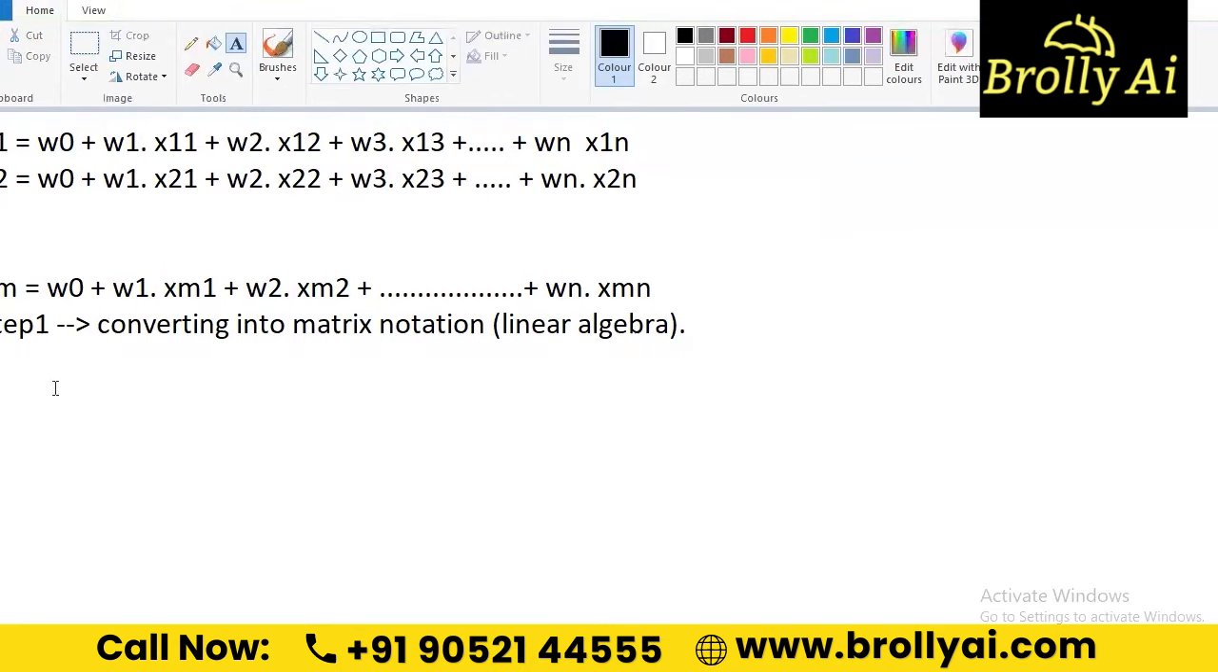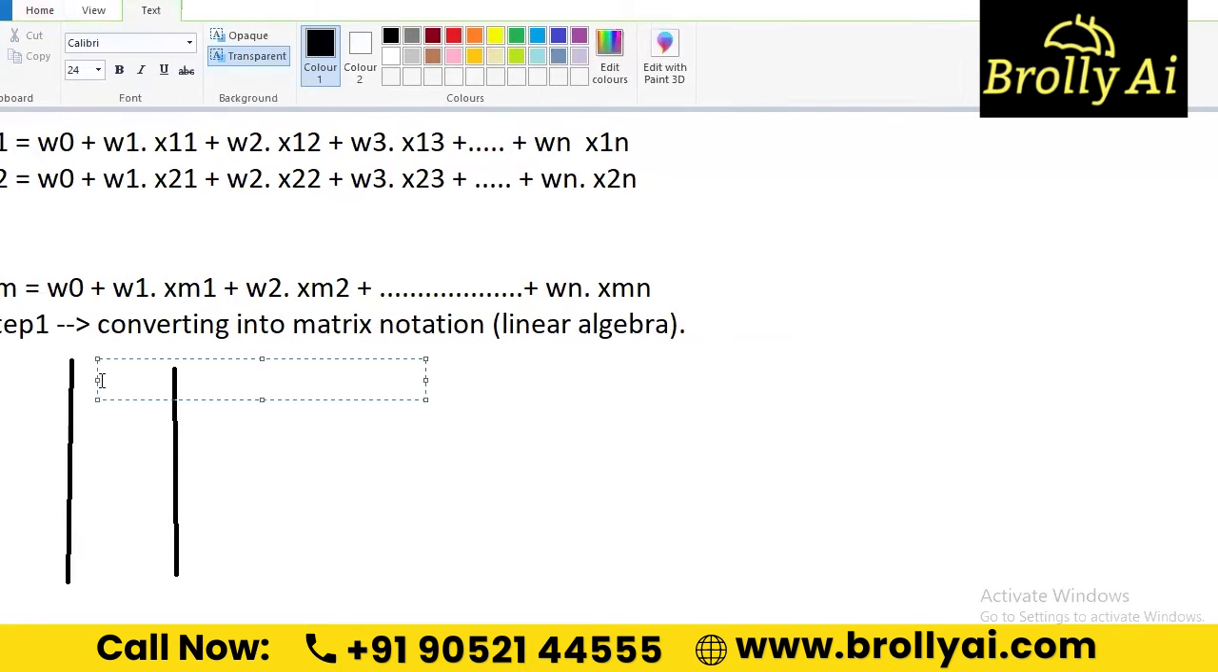Observe here. On the left side, I am keeping a matrix. Entire left side equals right side. On the left side of the equal sign, the target values are there: Y1, Y2, Y3. In this way, I have m rows. That's why in the last, ym.